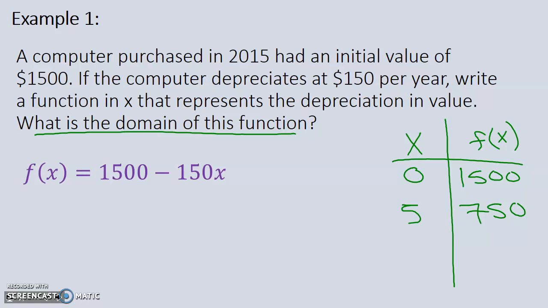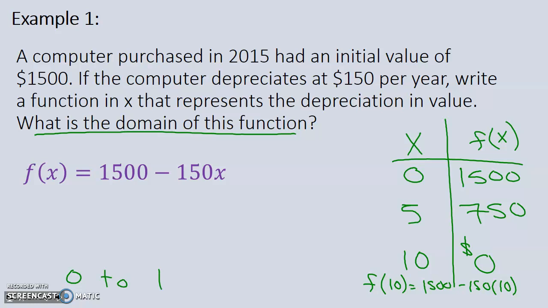All right, the certain year I was looking for is 10 years. What happens after 10 years? If I plug that 10 into your function, what did you get for the value of the computer? It should have been $0. So the computer would be worthless after 10 years. So that's what we mean by the domain. The domain will be from 0 to 10 years.